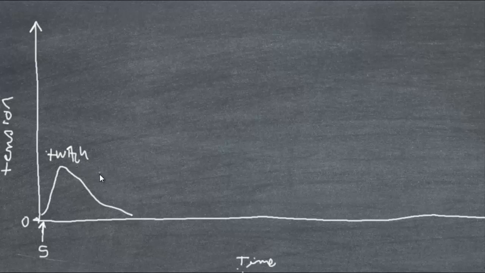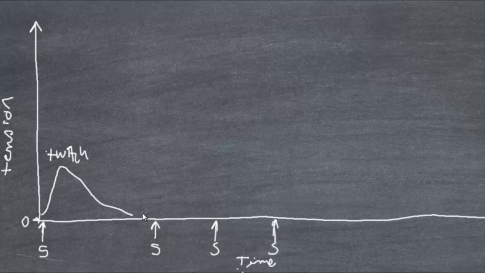So that's going to be called a twitch. And then what's the next thing that can happen? The next thing that we talked about was called summation. So let's say that we had another stimulus here, and then another stimulus here, and then another stimulus here. What is that going to look like?